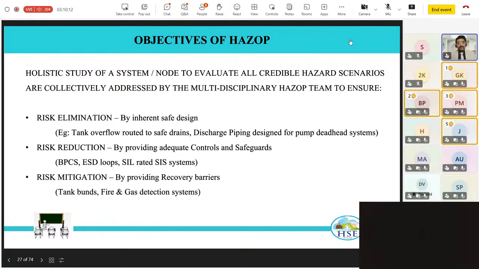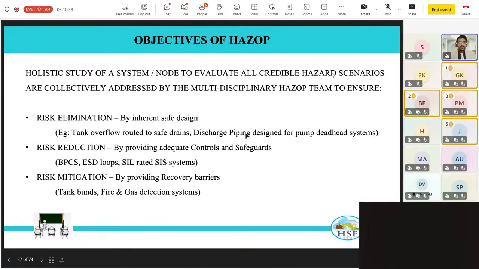Like you have your BPCS, which is your basic process control system, or your ESD emergency shutdown loops, or your SIL rated systems and SIS systems. So these are where you do risk reduction basically. And then once both risk elimination and reduction are achieved, or have not been achievable to an extent to the satisfaction of the project or management, then we look at risk mitigation.